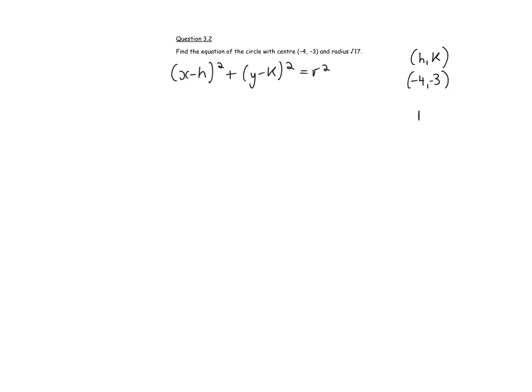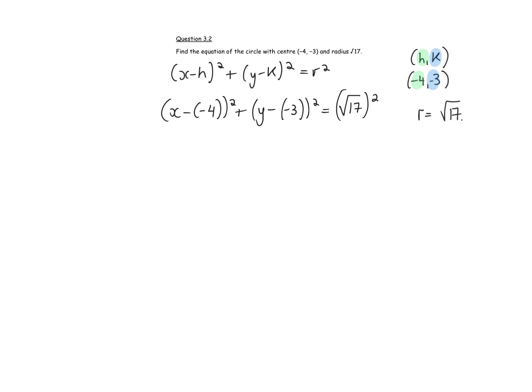And we know that r stands for the radius, and the radius here is square root 17. Matching it up then, so h is minus 4 and k is minus 3. And then we just need to fill it into the formula. So in this case, we get (x minus minus 4) squared plus (y minus minus 3) squared is equal to the square root of 17 squared. Now again, we don't need to multiply out the brackets, but we can tidy this up a little bit.